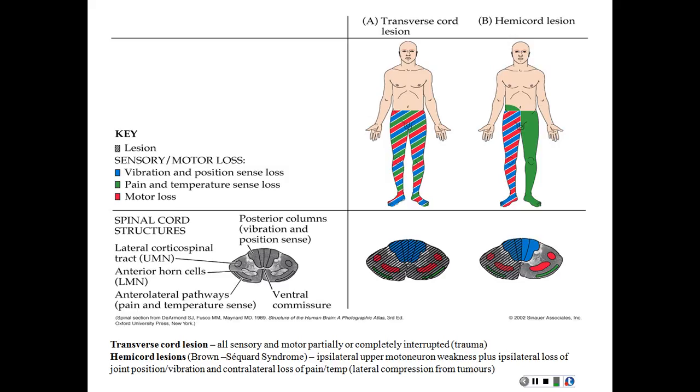The information is not getting down beyond the lesion, and the proprioceptive information is not getting up beyond the lesion. The weird one is the green, right? The weird one is the green. How do we explain this?